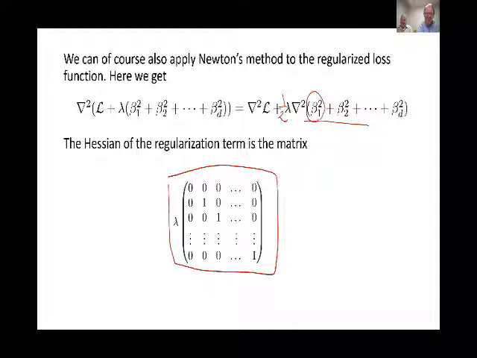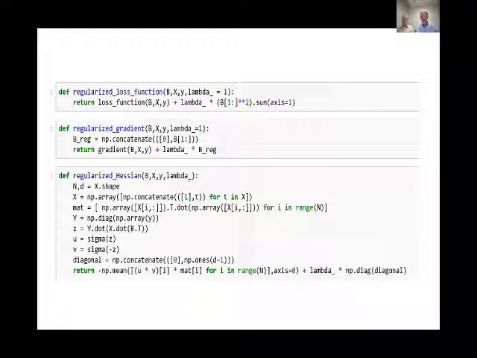We left out the beta 0, so we get a 0. So it's just a matrix that has ones down the diagonal, except for the 0 up here, and then you multiply it by lambda. So this is a very simple term. You're just adding this to the Hessian of the unregularized loss function. So it's very simple to regularize the Hessian. And there's also some code here that shows how you do this.